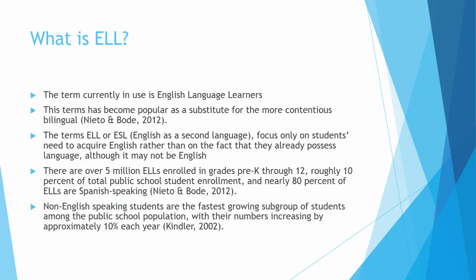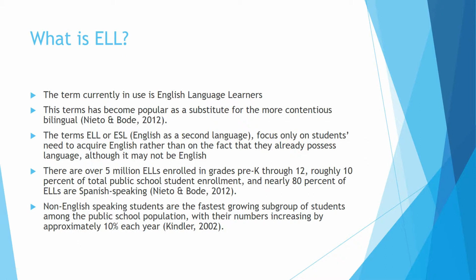So ELL and ESL, English as a second language, focus on students' need to acquire English rather than on the fact that they already possess language, although it may not be English. There are over 5 million English language learners enrolled in grades pre-K through 12, roughly 10% of total public school student enrollment. The non-English speaking students are actually the fastest growing subgroup among the public school population, with their numbers increasing by approximately 10% each year.